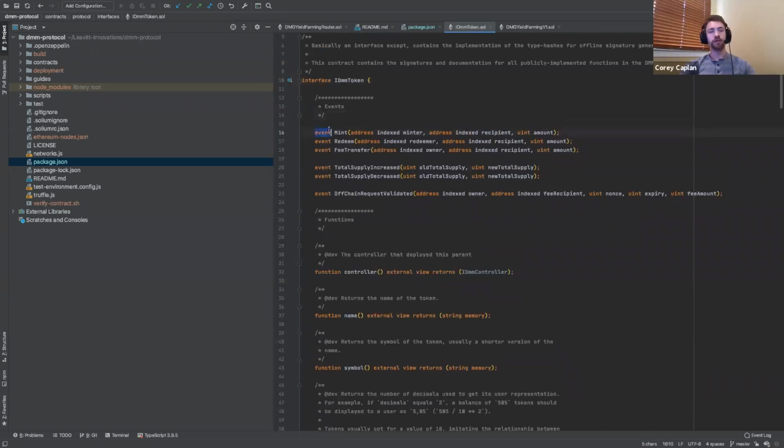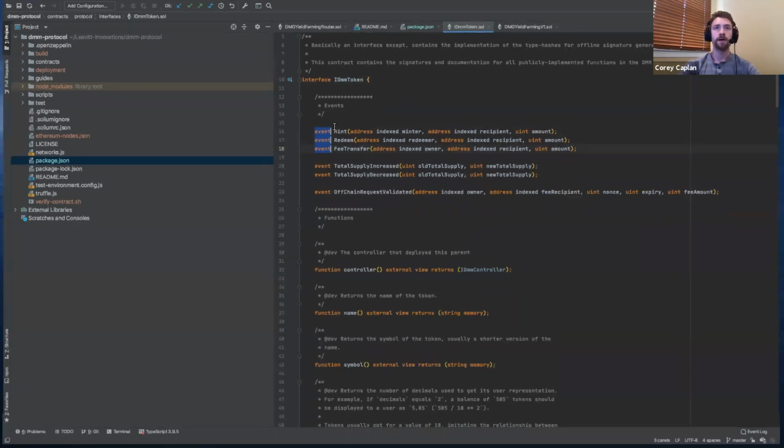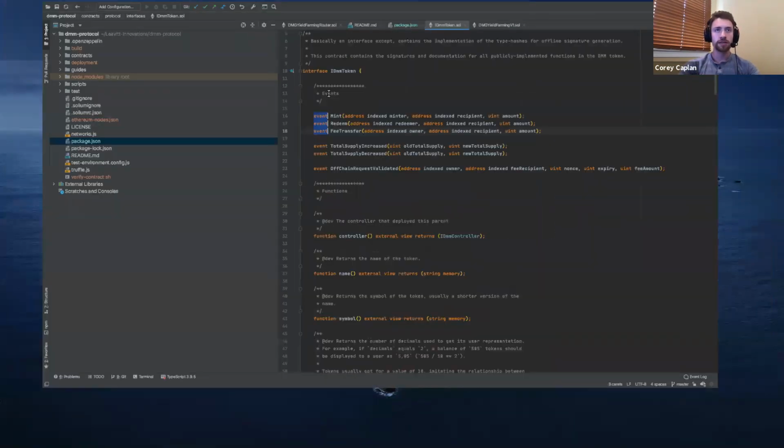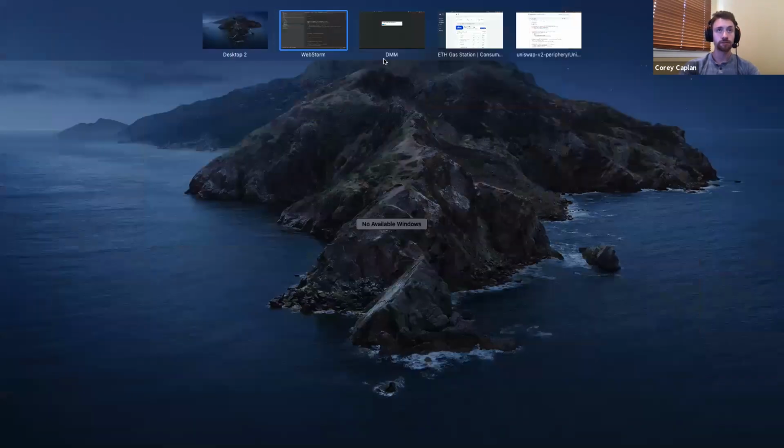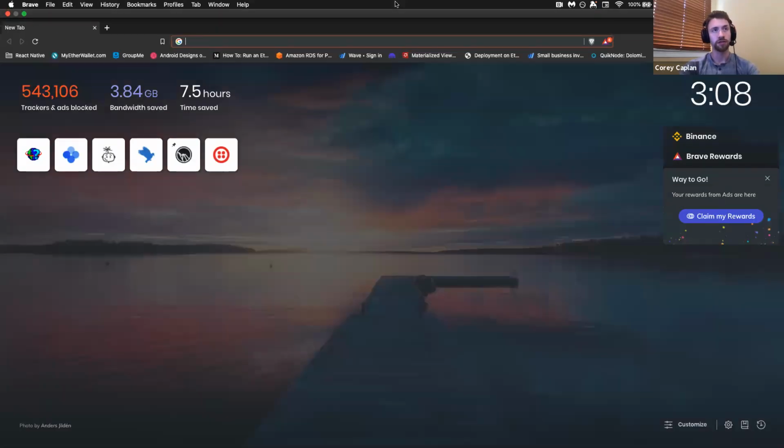All right, so quite simply, these three events right here occur whenever a user deposits into the M token in order to be able to mint them. Actually, let me take a step back and show you a bit more about how the ecosystem itself works.